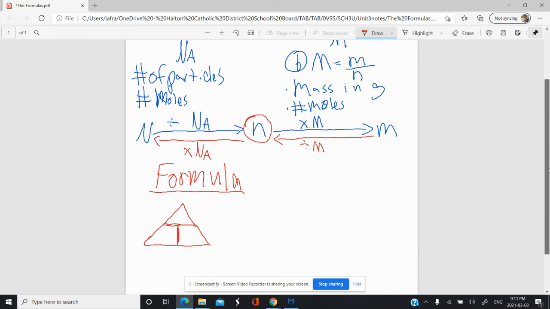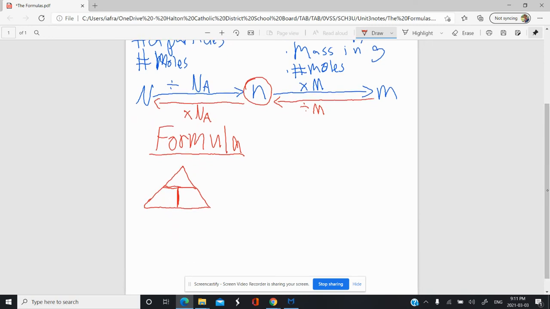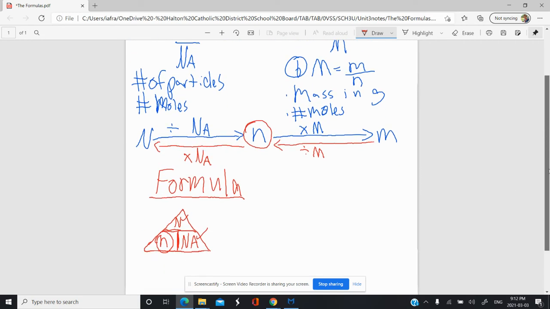We know that if you want to find the number of particles, you do number of moles times Na. So the vertical line represents a multiplication. The horizontal line would represent the division. So for example, let's say you want to find the number of moles, it's simply going to be N over Na. You can see that meets the formula there.